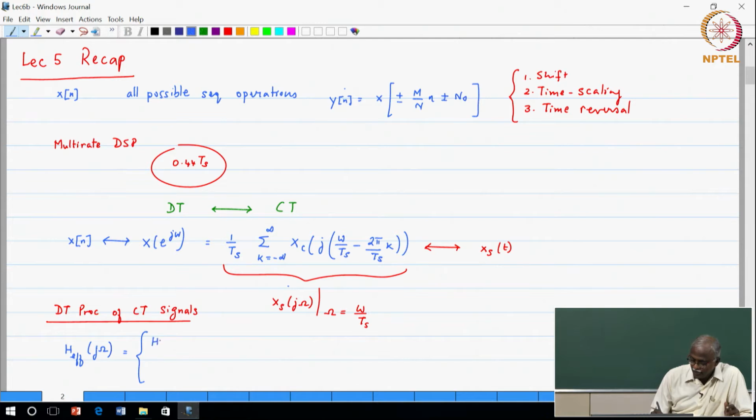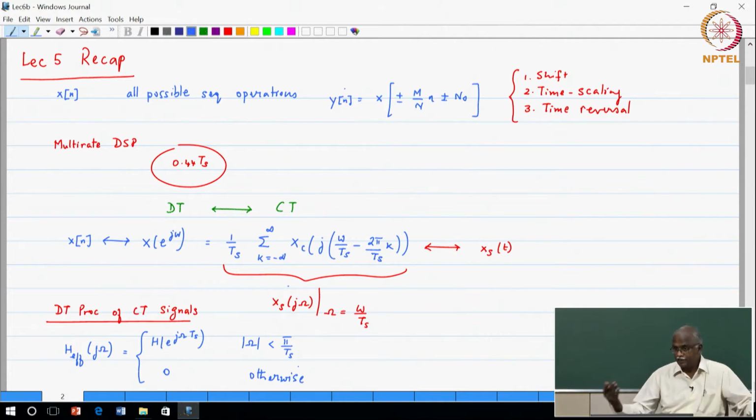So, that would be equal to H e of j omega Ts for mod omega less than pi over Ts, equal to 0 otherwise. So, we showed that under certain conditions we can treat the overall system as LTI and also be able to link the overall transfer function, the H effective j omega, to the discrete-time transfer function of the discrete-time system. Okay, so this is a summary of the key points.